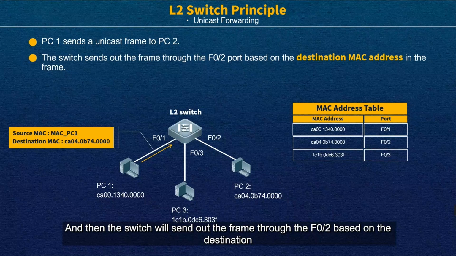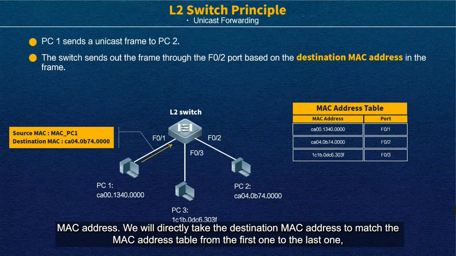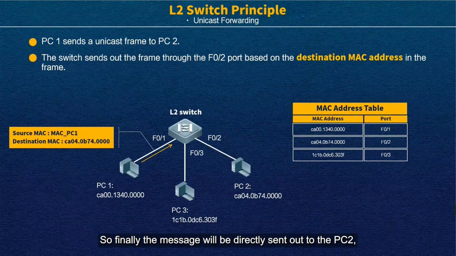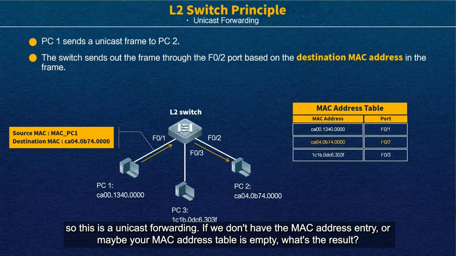And then the switch will send out the frame through F0/2 based on the destination MAC address. We will directly take the destination MAC address to match against the MAC address table from the first entry to the last one. And then we will find that PC2's MAC address is connected with the second interface. So finally, the message will be directly sent out to PC2. So this is unicast forwarding. If we don't have a MAC address table, or maybe your MAC address table is empty, what's the result?